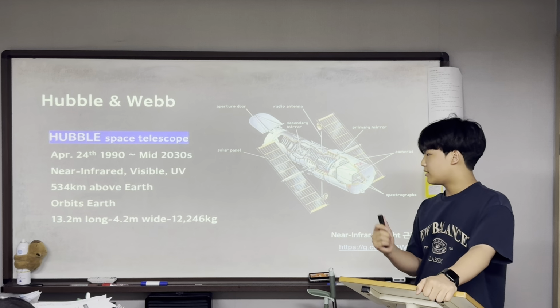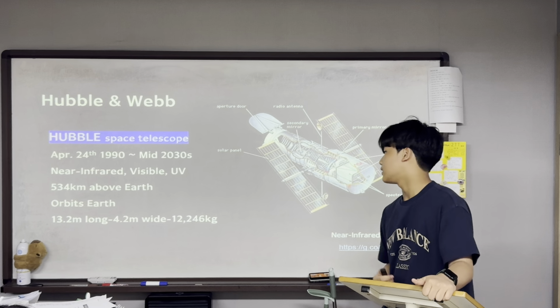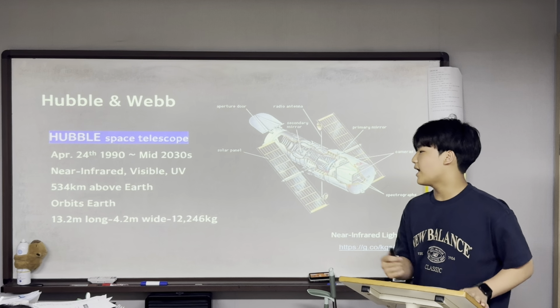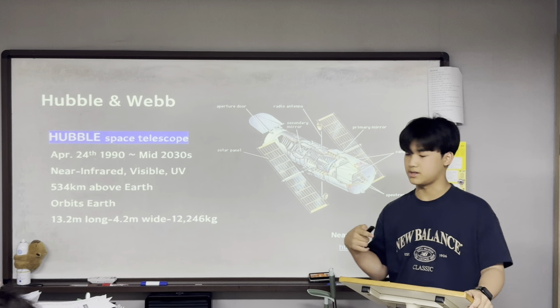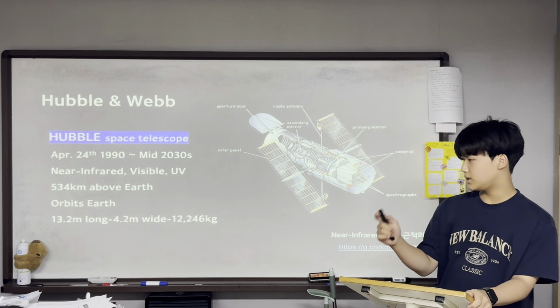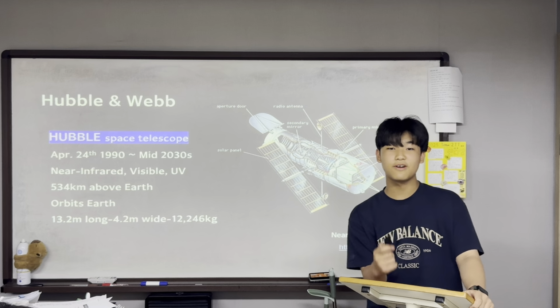mid-2030s. It uses near-infrared light, visible light, and UV light. It's about 534 kilometers above the Earth, and it orbits around the Earth. It's 13.2 meters long, 4.2 meters wide, and 12,246 kilograms.